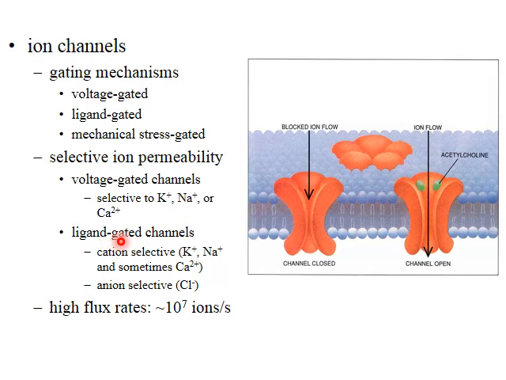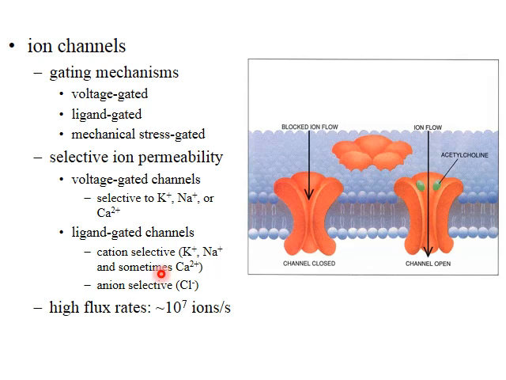Ligand-gated channels are less selective in the ions that they're permeable to. A typical ligand-gated channel that's gated by glutamate will be permeable to both potassium and sodium. This would be an AMPA receptor opened by glutamate. Still other ligand-gated channels are permeable to calcium as well as potassium and sodium. This would be an NMDA receptor, also gated open by glutamate.